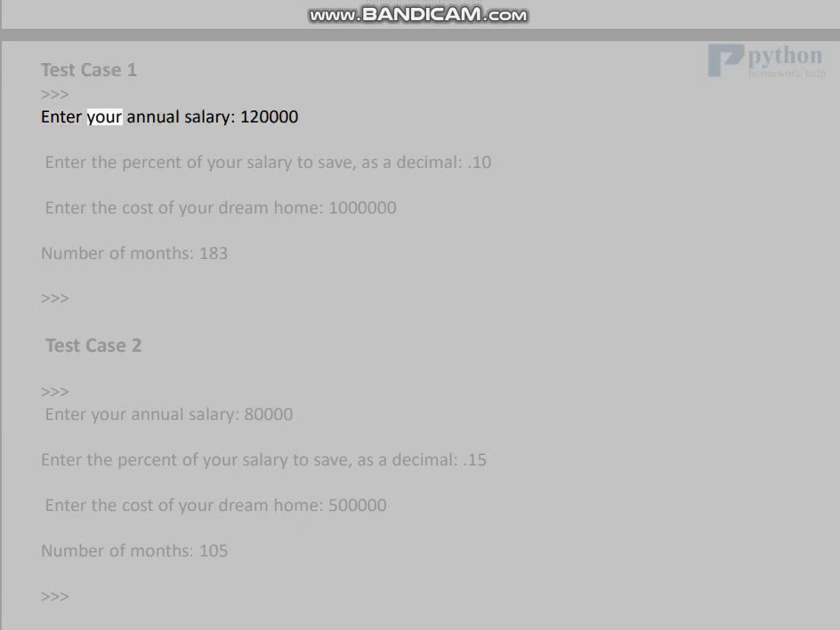Test case 1. Enter your annual salary: 120000. Enter the percent of your salary to save, as a decimal: 0.10. Enter the cost of your dream home: 1 million. Number of months: 183. Test case 2. Enter your annual salary: 80,000. Enter the percent of your salary to save, as a decimal: 0.15. Enter the cost of your dream home: 500,000. Number of months: 105.